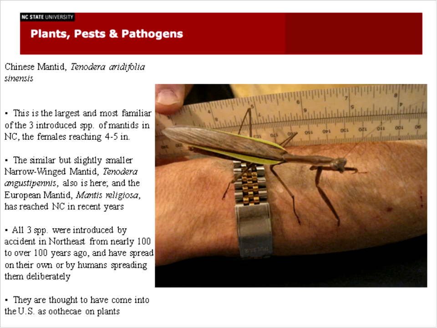All 3 came in by accident. Presumably they came in as Eupatorium on plants through the nursery trade, although we don't know for sure. And I know that people sell the Eupatorium, probably mostly of the Chinese manatee. They tout it as a good biocontrol.